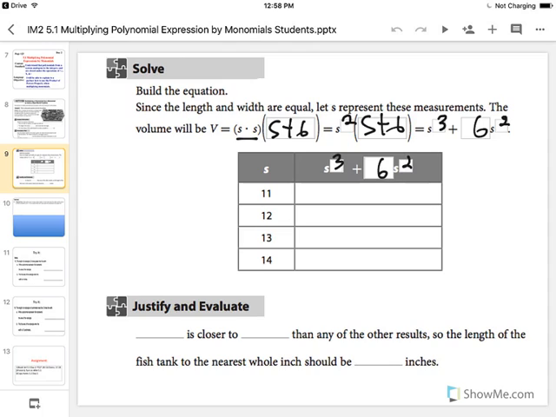So here we're doing checking again. When s is 11, we do 11 cubed plus 6 times 11 squared. Let me write it as 11, and from there just use your calculator to work this out. So this gives us 2057, and then 12 cubed plus 6 times 12 squared.